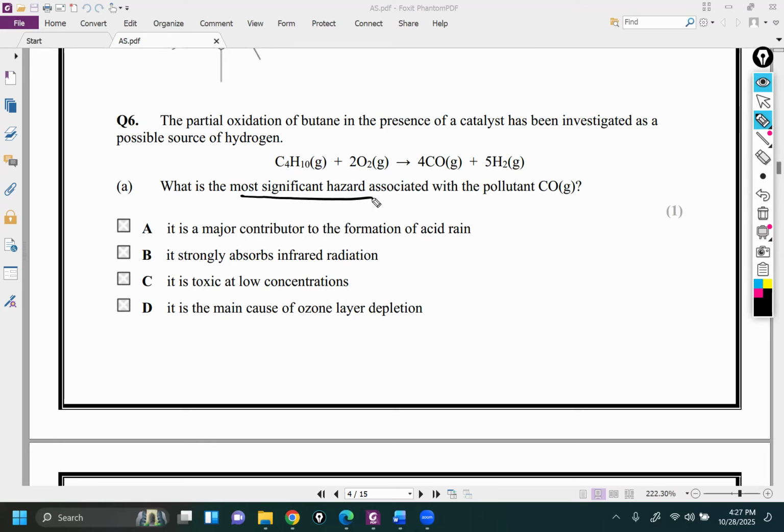So, major contributor to formation of acid rain? It's not good. Strongly absorbed infiltration? No, it is toxic at low concentration. So the correct option is option C.